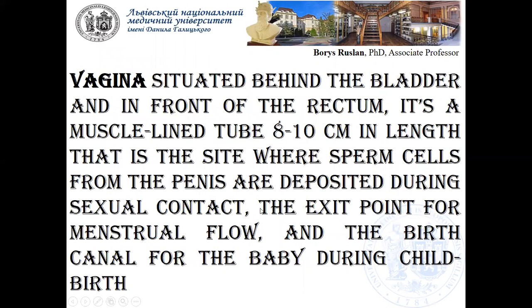Okay, what about the vagina? It's situated behind the bladder and in front of the rectum. It's a muscle-lined tube, 8 to 10 centimeters in length, and it's the site where sperm cells from the penis are deposited during sexual contact, the exit point for the menstrual flow, and the birth canal for the baby during childbirth.